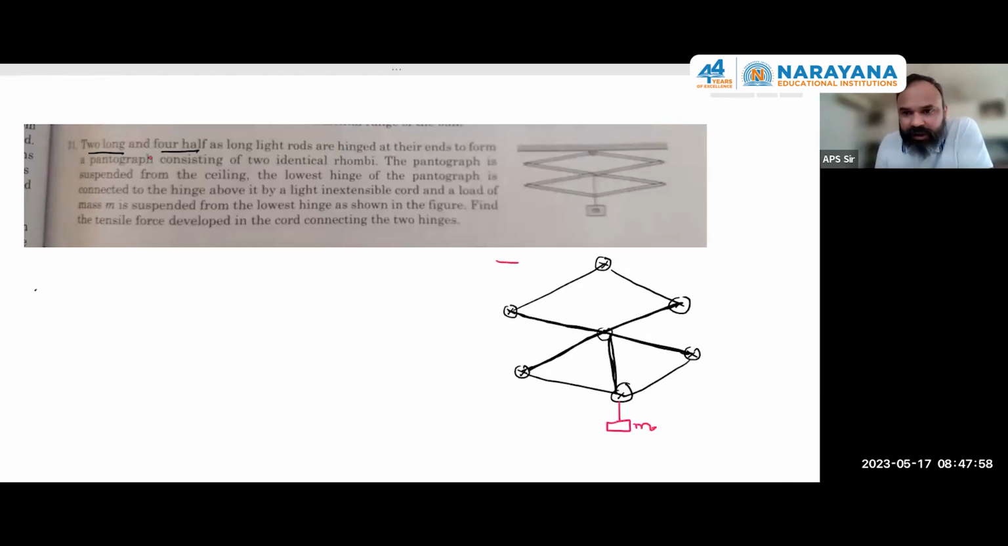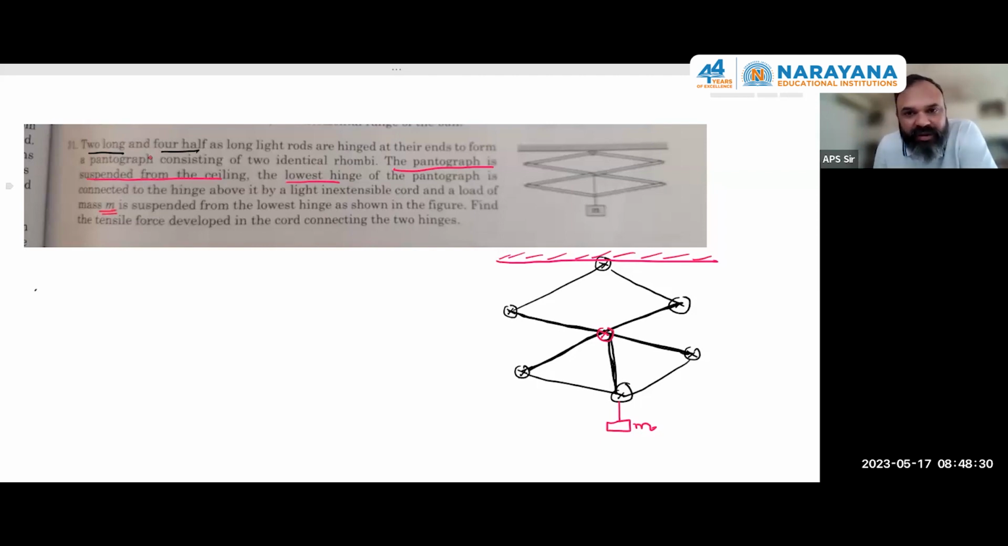This system is suspended from a ceiling. It's a very normal setup, like a pantograph setup, which we will find in most of our houses. Keychains are of the same shape, and these common structures. So the pantograph is suspended from the ceiling, the lowest hinge on the pantograph is connected to the hinge above it. You can say this is also the hinge. And there is a load which is connected by a string, mass m.